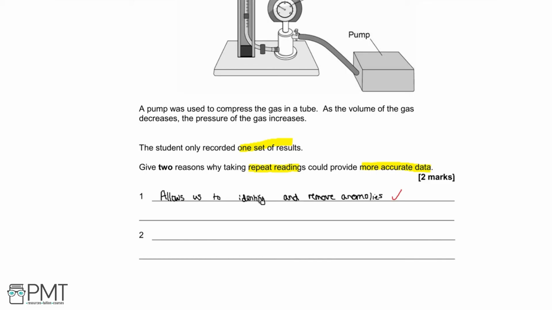Our second point is then to say that with these readings, once we've removed all anomalies, we can then calculate a mean. And calculating a mean gives us much more accurate data. Another point that we could also have that would give us the mark is that this process of taking repeat readings reduces the effect of random errors. But for the second point, I will put that this allows us to calculate a mean.